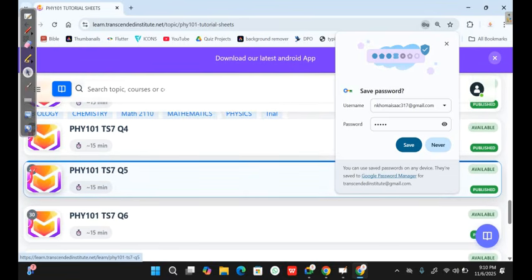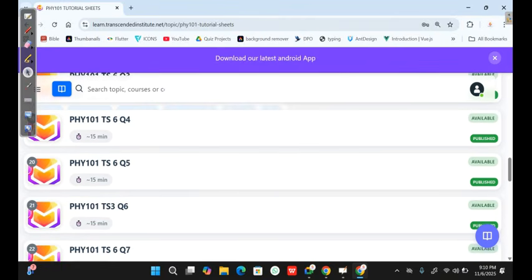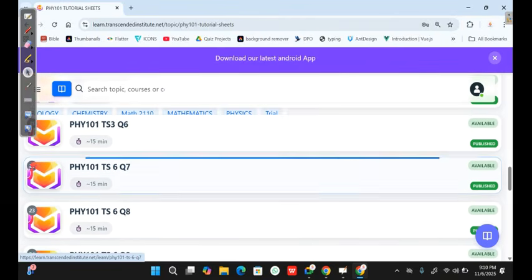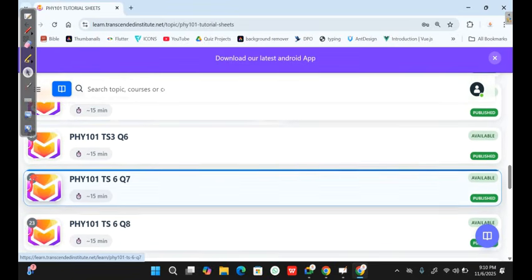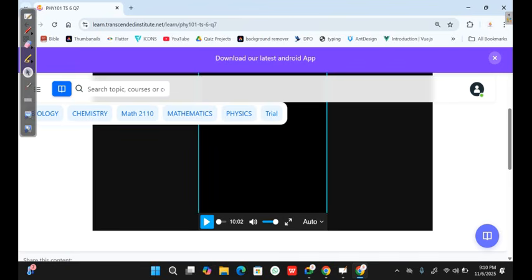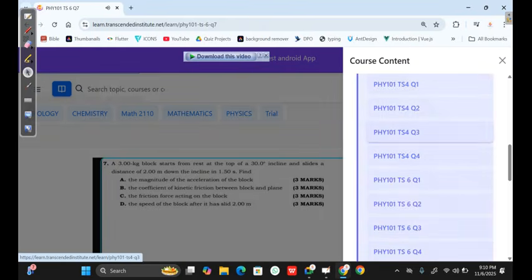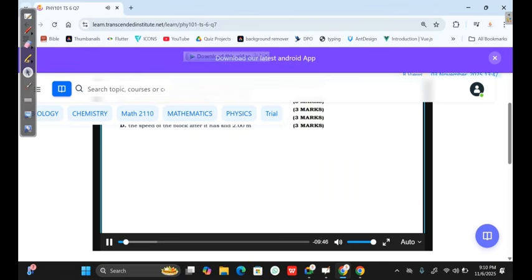The one for Newton's laws of motion, it's tutorial sheet what? Guys, the tutorial sheet for Newton's laws of motion is tutorial sheet what? Could be 6? It's 5. Okay, so I solved all of them. This is for work, energy, and power.